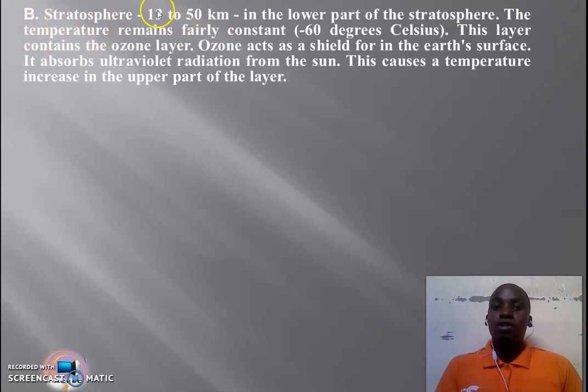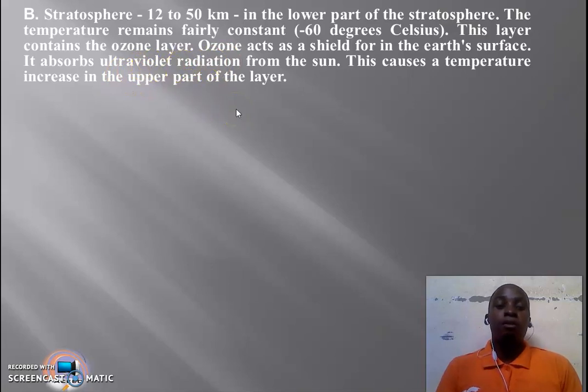Stratosphere hii ina range kuanzia 12 hadi 50 kilometers, in the lower part of the stratosphere, lakini the temperature remains fairly constant, inakuwa iko constant kuanzia negative 16 degrees Celsius. This layer contains the ozone layer. Ndani ya layer hii sasa tunakutana kitu kimoja kinaitwa ozone layer ndani ya stratosphere. Ozone layer inakuwa ina act as a shield for the earth surface, and absorbs ultraviolet.